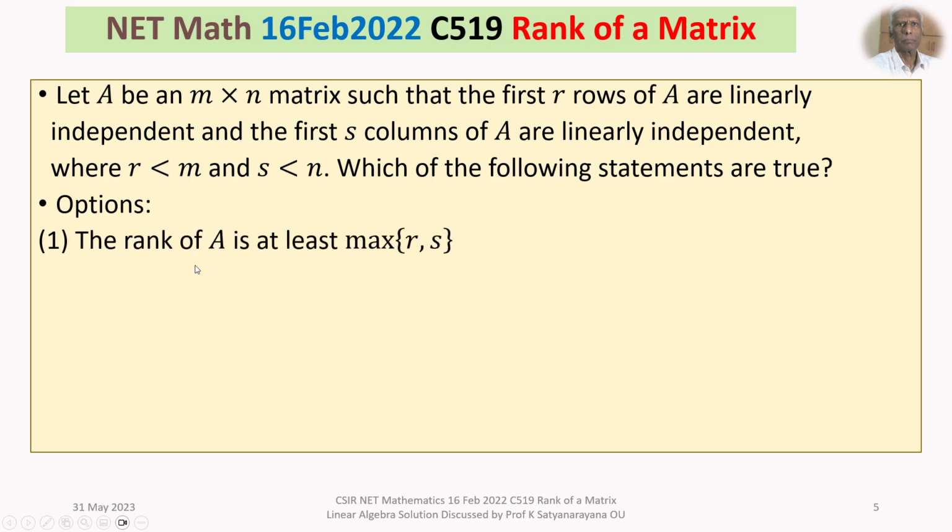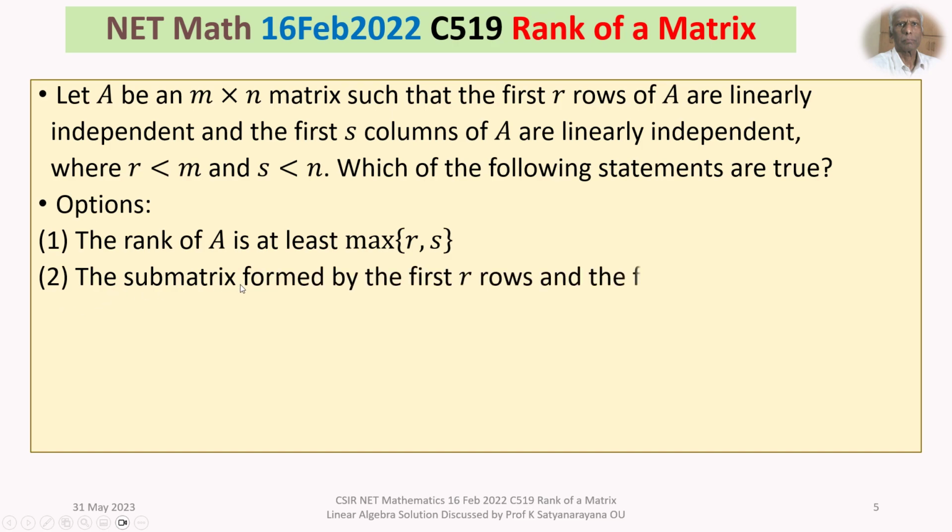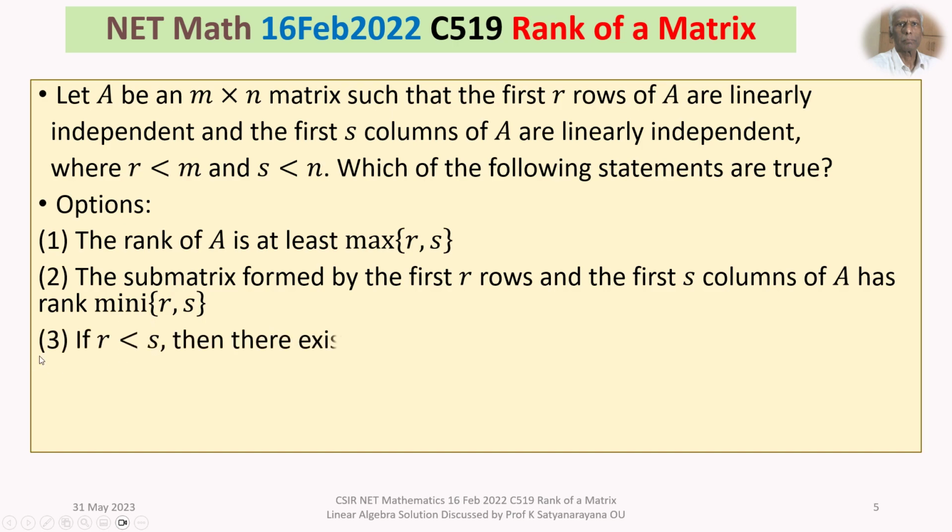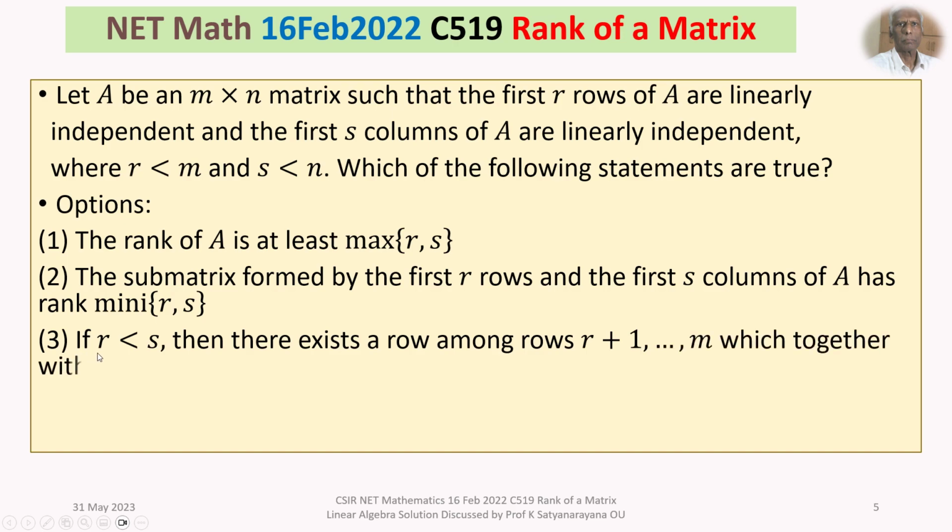Option 1: the rank of A is at least the maximum of r, s. Option 2: the submatrix formed by the first r rows and the first s columns of A has rank minimum of r, s. Option 3: if r is less than s, then there exists a row among the rows r plus 1, r plus 2, etc., up to m, which together with the first r rows forms a linearly independent set.